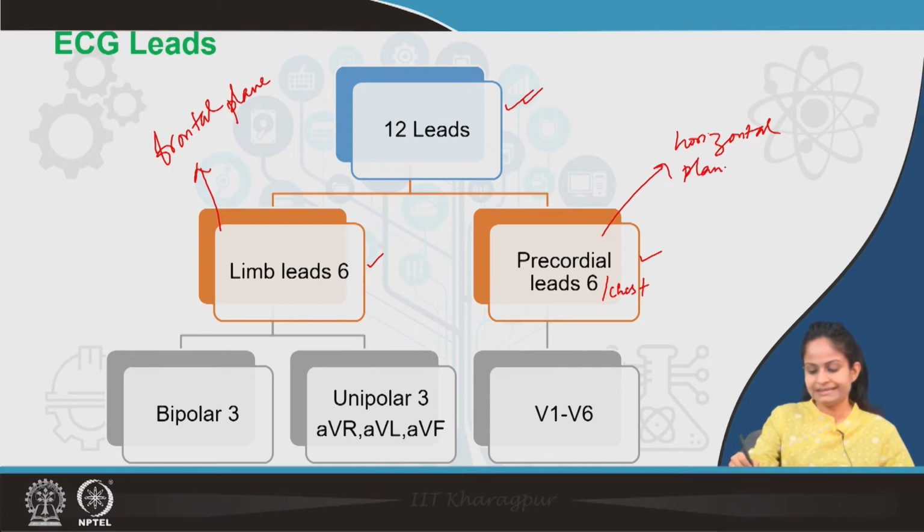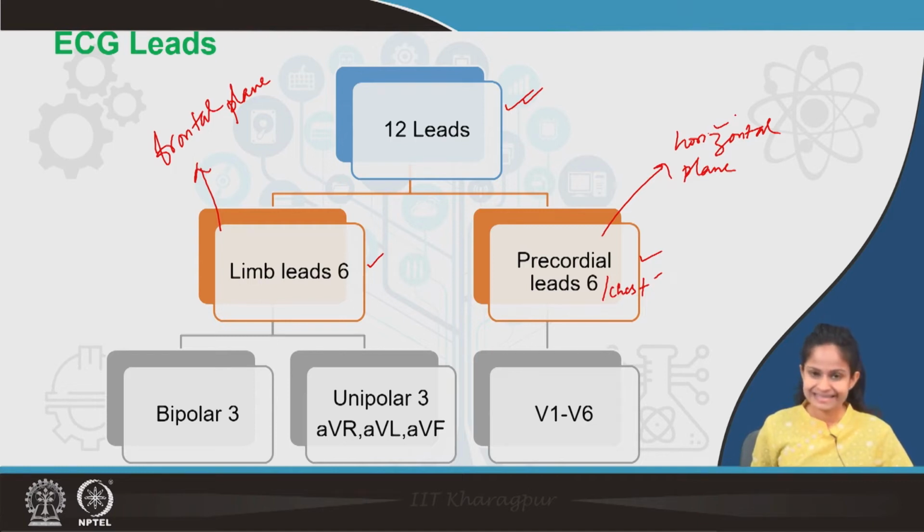These leads are pairs of electrodes which act like a camera. So, we have 12 cameras situated superiorly, anteriorly, laterally, inferiorly, trying to capture the electrical activity of the heart from various directions. So, we have 6 limb leads which capture the electrical activity in the frontal plane, and 6 chest leads or precordial leads which capture the electrical activity in the horizontal plane.